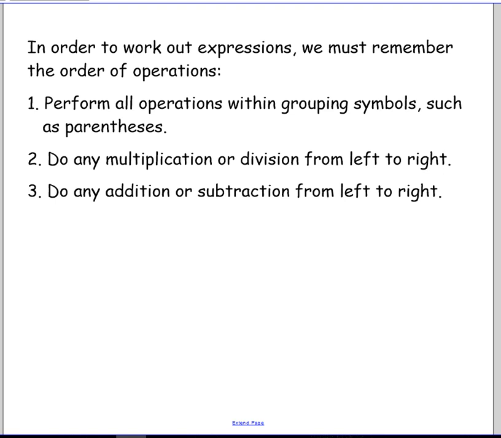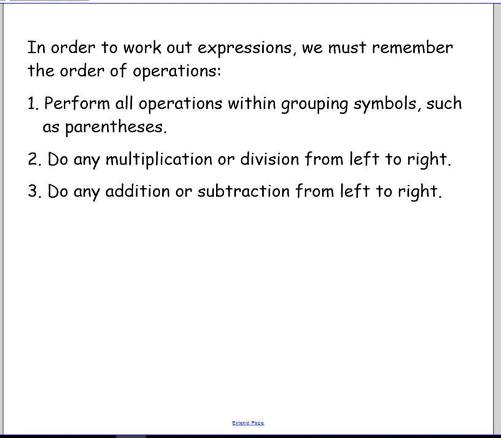In order to work out expressions, we must remember the order of operations. Perform all operations with grouping symbols such as parentheses. Do any multiplication or division from left to right, and then do any addition or subtraction from left to right. You might remember PEMDAS, Please Excuse My Dear Aunt Sally, which stands for parentheses, exponents, multiplication, division, addition, and subtraction. We are not going to be looking at exponents in these examples.